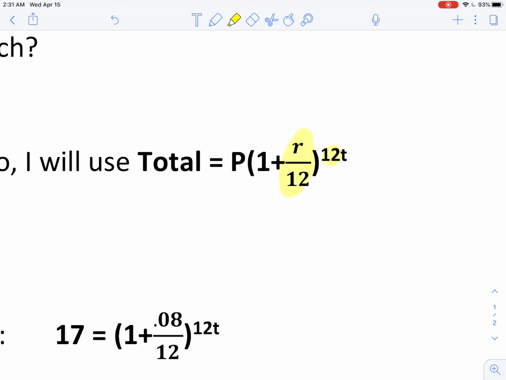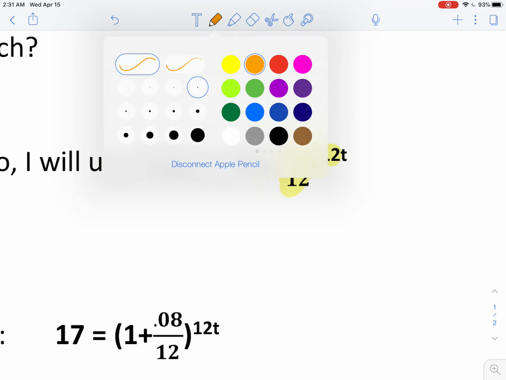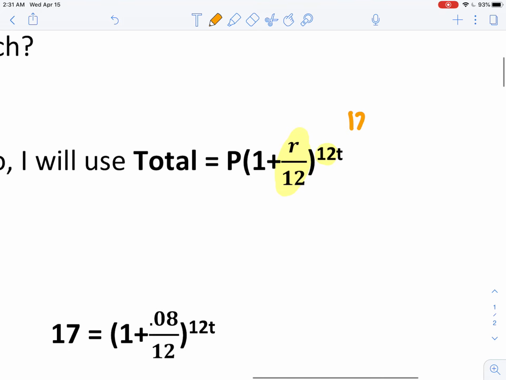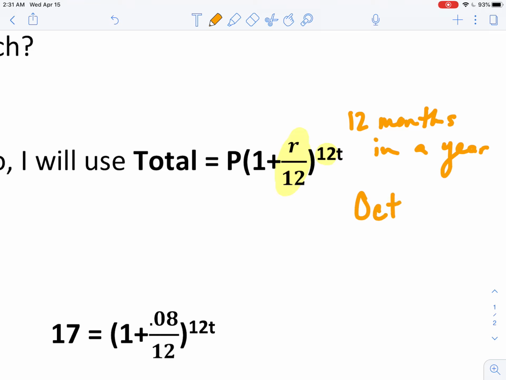So that's yesterday's work. Today we're just throwing in the compounded monthly part. So if you remember from our interest quiz, that was like early February, late January, we threw in this part. So we divided by 12. We multiplied by 12 because there are 12 months in a year.